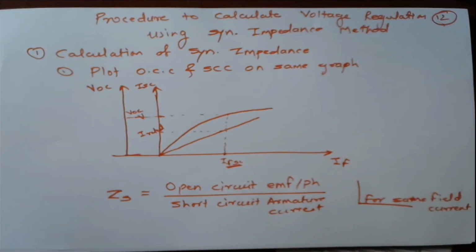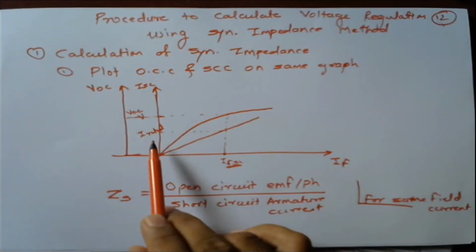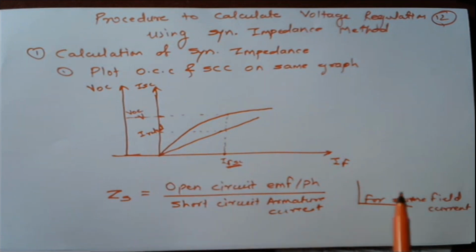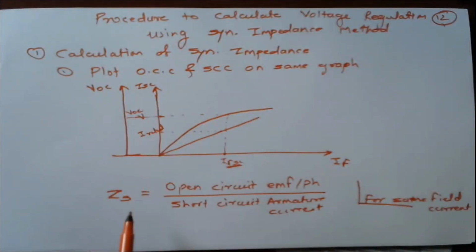You can note it down. Yes, sir. Calculate the synchronous impedance. We have to plot OCC and SCC, and for the same field current at which we are getting the rated current, you have to consider VOC and ISC. So ZS is equal to open circuit EMF upon short circuit armature current for the same field current.